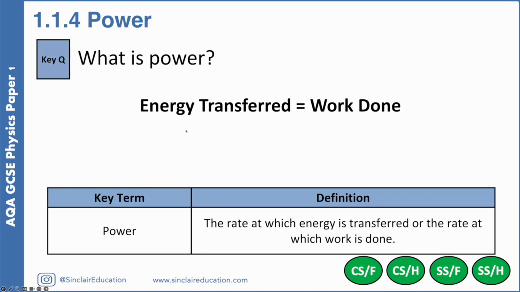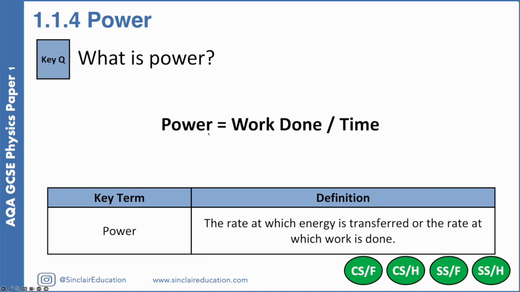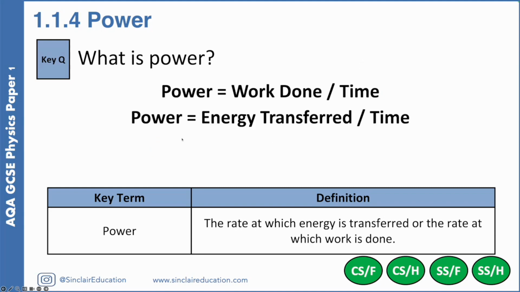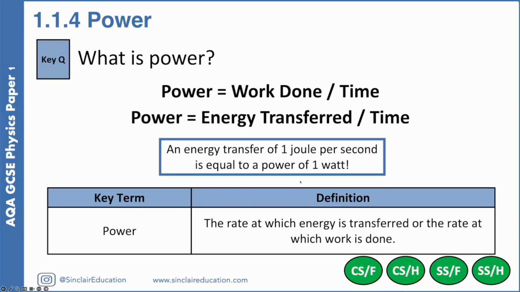But energy transferred is equal to work done. So what this does mean is that power is also equal to work done over time. So it's kind of two equations in one. But both of these equations are joules divided by seconds. So work done is measured in joules, as is energy transferred. And they are both joules divided by seconds to find our power. So both of these equations are exactly the same. You'll take your energy and divide by time.